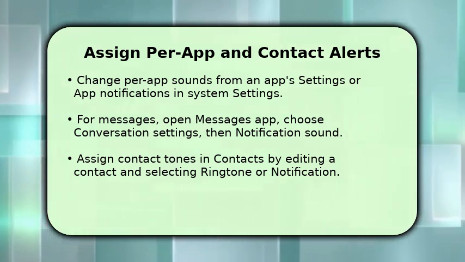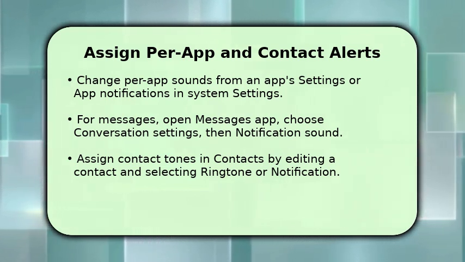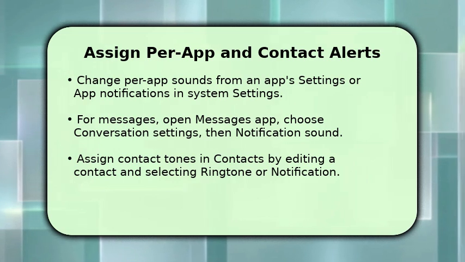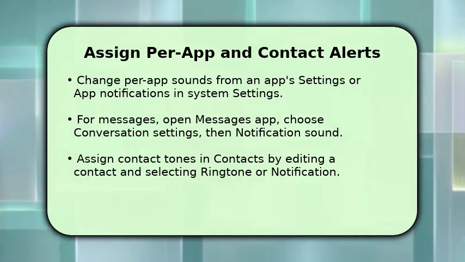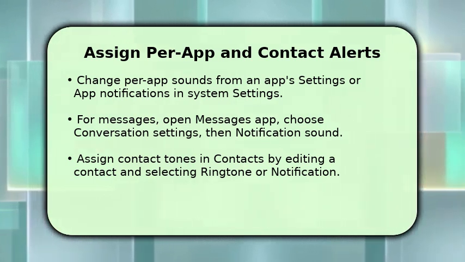For messages, open a conversation, tap the three dots, select Notification Sound, and choose your custom file. To set a contact tone, edit the contact in Contacts, tap Ringtone or Notification, and pick the file. These changes only affect the selected app.